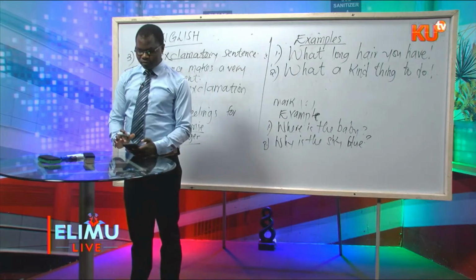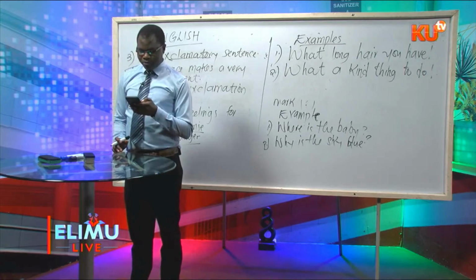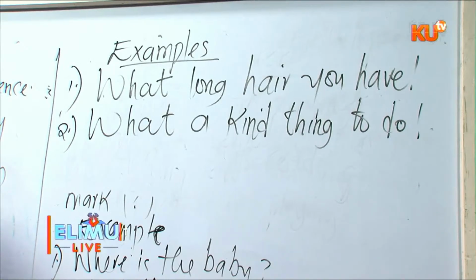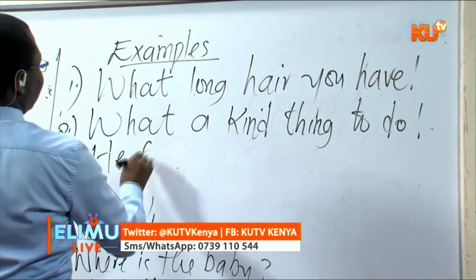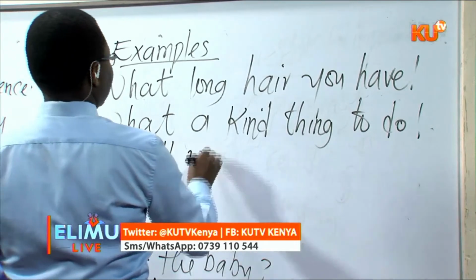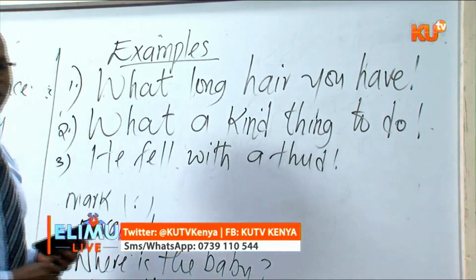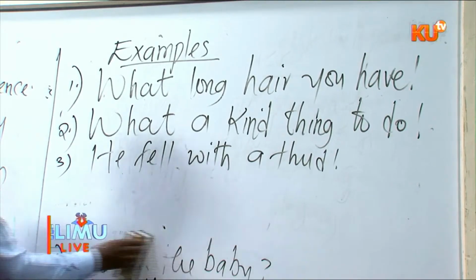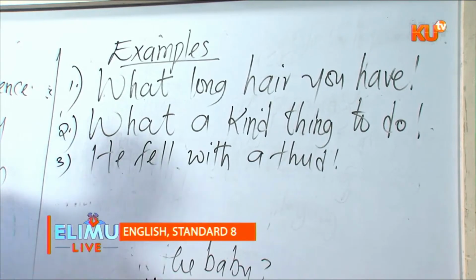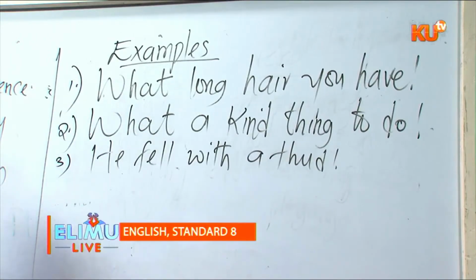Another one, example of an exclamatory sentence, he fell with a thud. He fell with a thud is an example of an exclamatory sentence. They are used to show strong feelings. For example, surprise or anger. Then I want us to move to the last type of sentence.